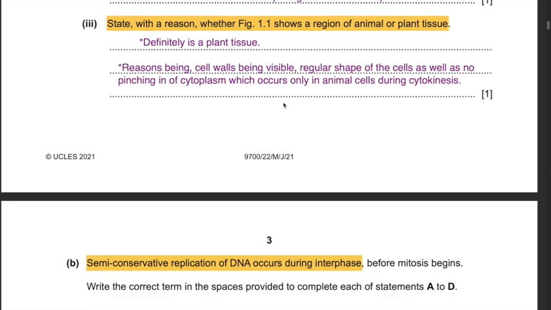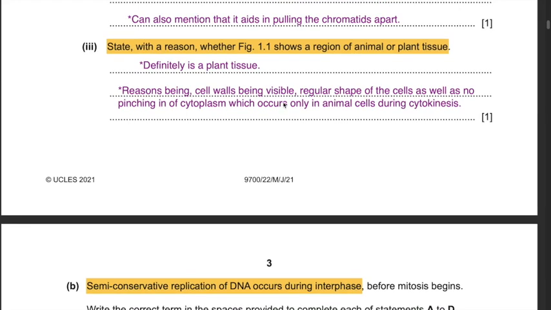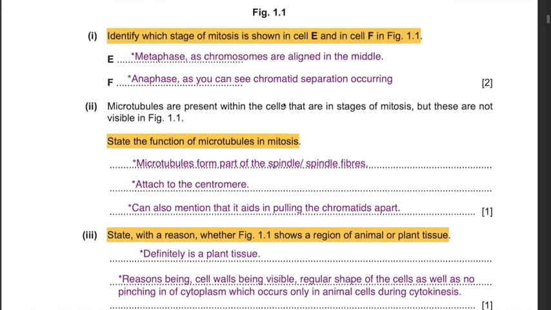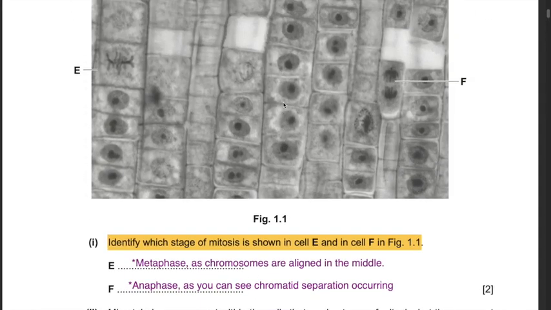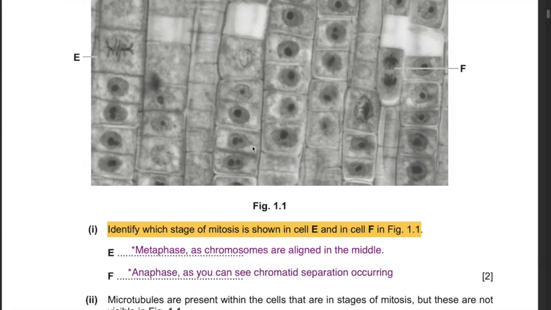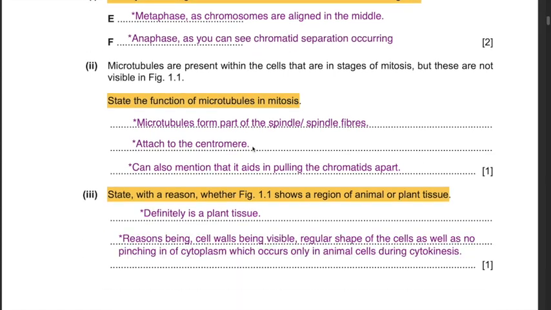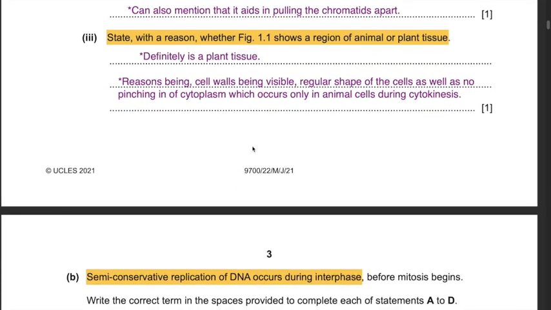Part 3. State with reason whether figure 1.1 shows a region of animal or plant tissue. Definitely it is a plant tissue. The reason being, cell walls are visible. If you look at this photomicrograph, you can see cell walls. And it has a sort of regular shape, which is not present in animal cells. Animal cells have somewhat of an irregular shape, whereas over here you can see rectangular shaped cells. Therefore, it is definitely a plant tissue.